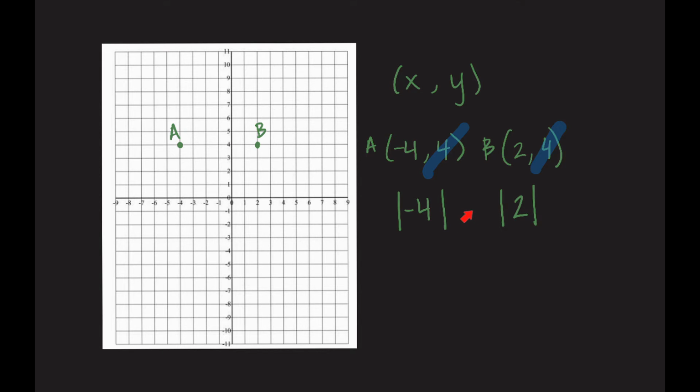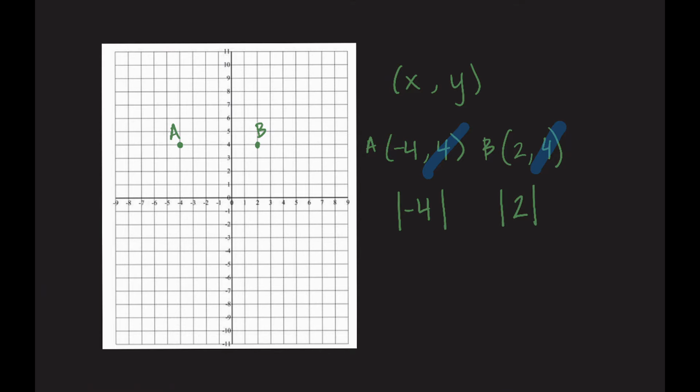Now I need to figure out what operation I'm going to do. Am I going to add or subtract? So I need to look back at my coordinate plane and see that both of these points are crossing over an axis. So it's crossing over the x-axis. And the way that I like to remember it is, if it's crossing an axis, it's going to make a plus sign. So that tells me that I'm going to add these distances together. Okay, so I'm going to add.